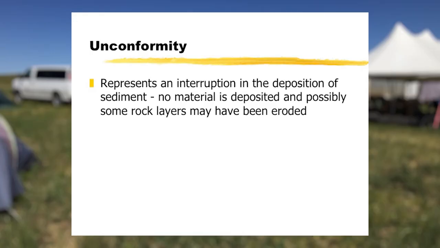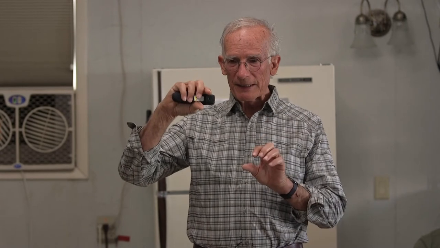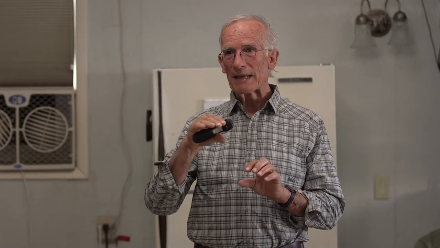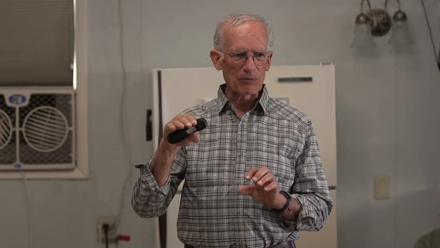Unconformity, that's where two layers of rock are in contact, and that contact is unconformable. That means that this layer is flat, and maybe this layer is tilted, or this layer is tilted, and the layer on top is flat. That would be an angular unconformity.